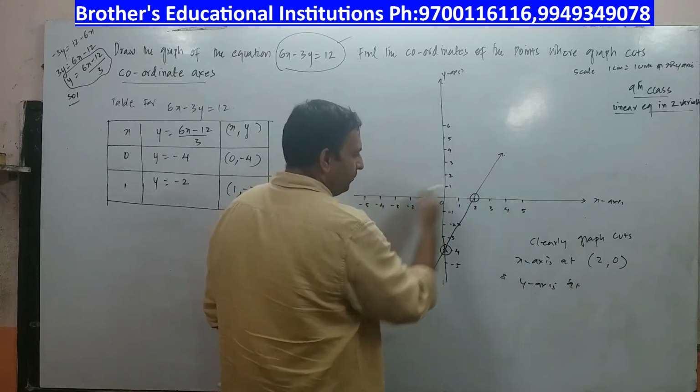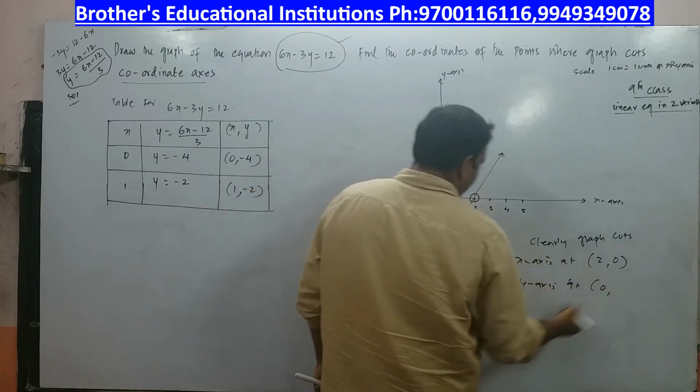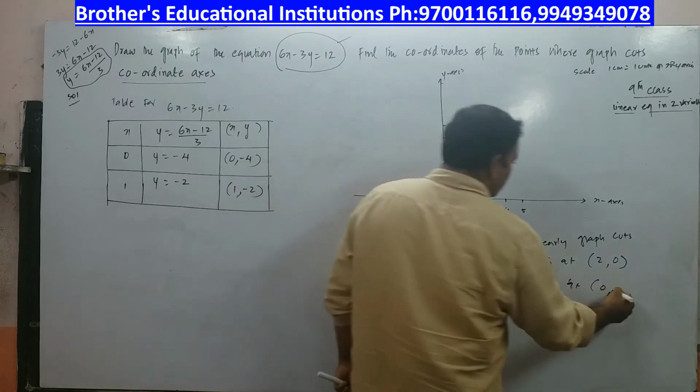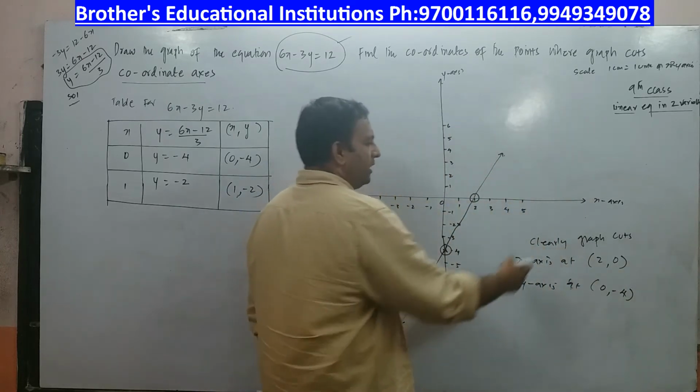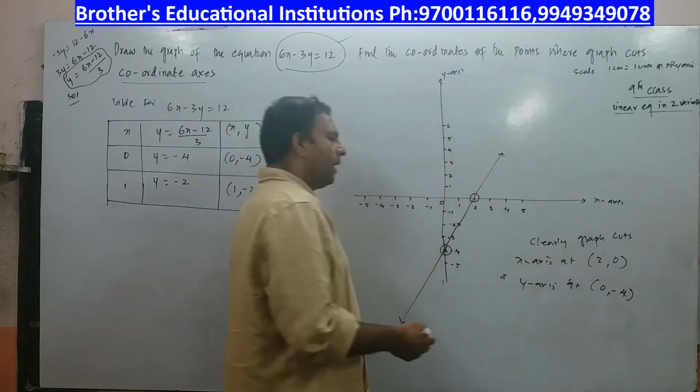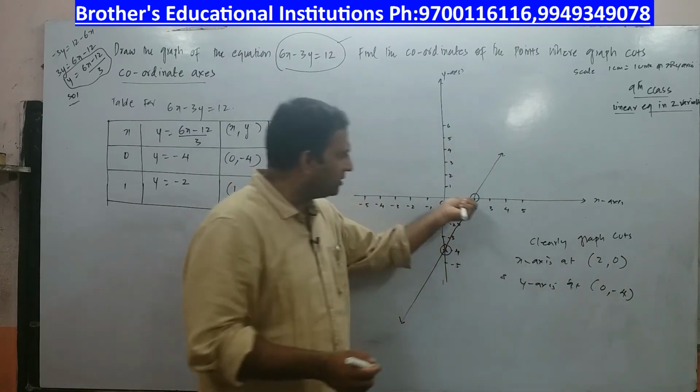And y-axis, how much length does it make on x-axis? On y-axis there is no movement on x, right? Always x movement is 0, whereas y is what? Negative side, 0 comma minus 4. So clearly the graph cuts x-axis at 2 comma 0 and y-axis at 0 comma minus 4. See, I have done this randomly.